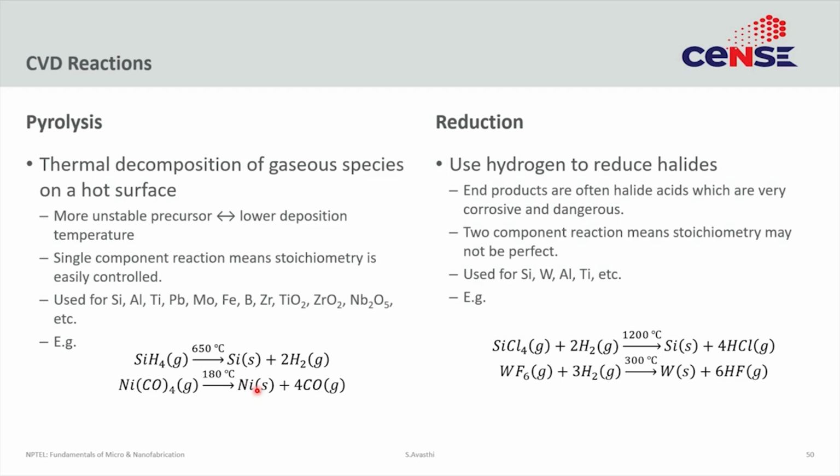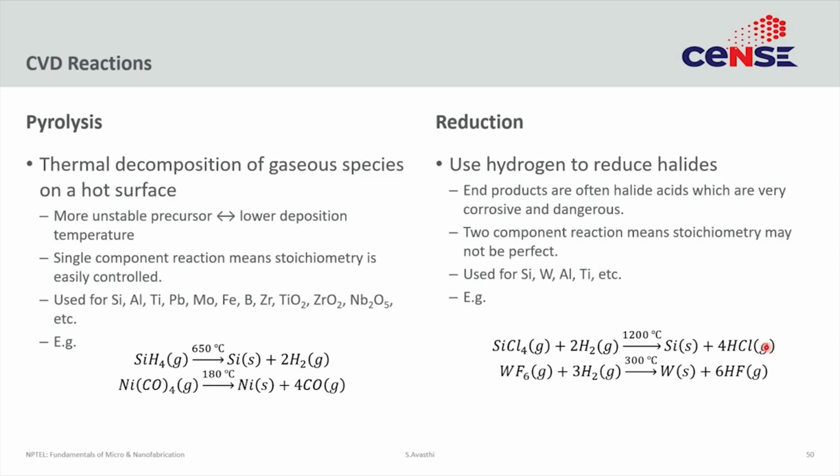The second very popular class of reaction is reduction. As the name suggests, you just use hydrogen to reduce certain materials. A good example would be you start with tetrachlorosilane, which is a gas, and you react it with hydrogen at higher temperatures to form silicon and HCl gas. HCl gas floats away, silicon precipitates out, and you form your film. You can do something similar to deposit tungsten. If you start with tungsten fluoride, react with hydrogen, you form HF gas and tungsten.